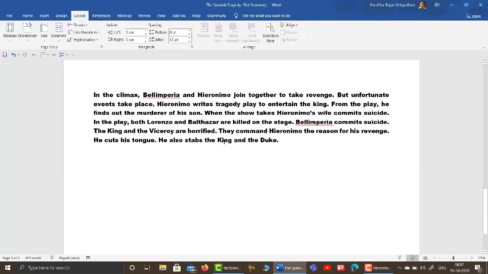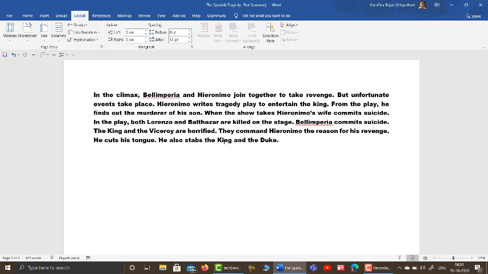And in the climax, many unfortunate events take place. Hieronimo writes a tragedy play to entertain the king. In the play, you find the murderers of his son. When the show takes place, Hieronimo's wife commits suicide. While the play is going on, news comes to Hieronimo that his wife has committed suicide. And in the play, Lorenzo and Balthazar are killed on the stage, and Bellimperia commits suicide in the cell.